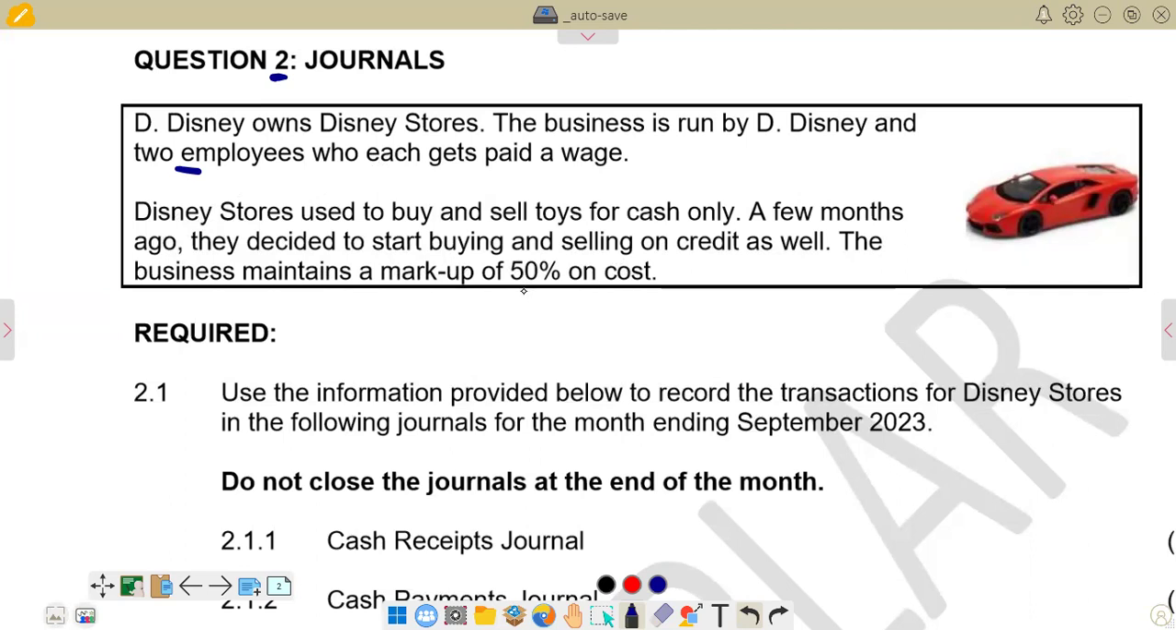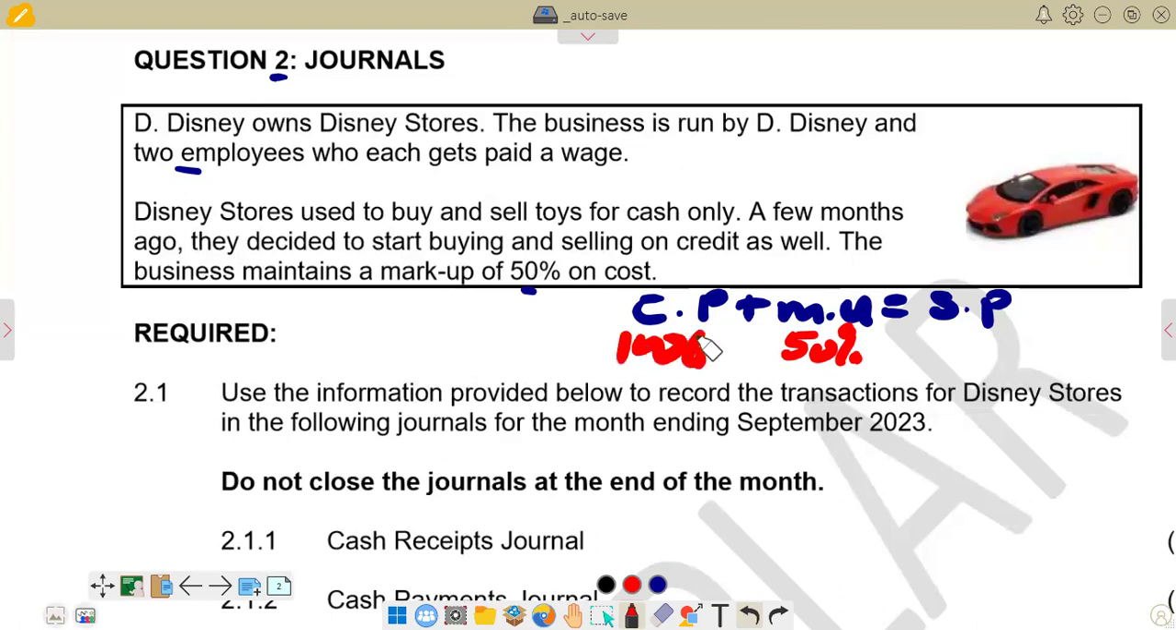It is also very important to take note that we put our markup of 50% on cost. Remember, we say cost price plus our markup gives us the selling price. In this case, our markup is 50%, and our cost price is always 100%. The markup depends on the question. This question has 50%. So if you say 100 plus 50, you get your selling price, which is represented by a proportion of 150%. So this is what we have.